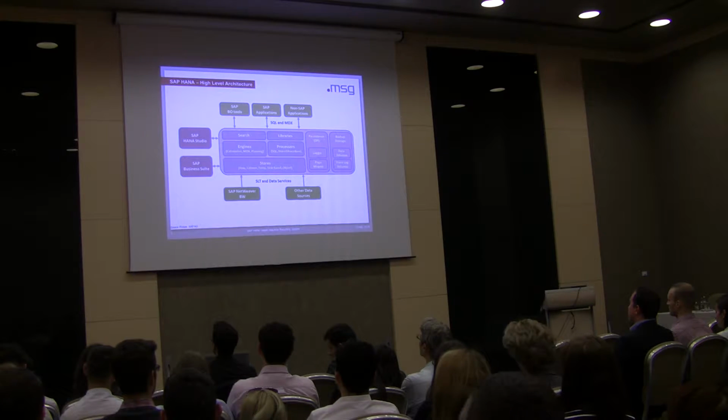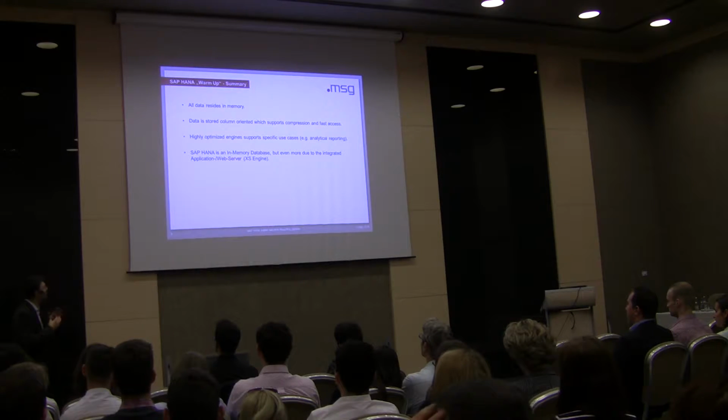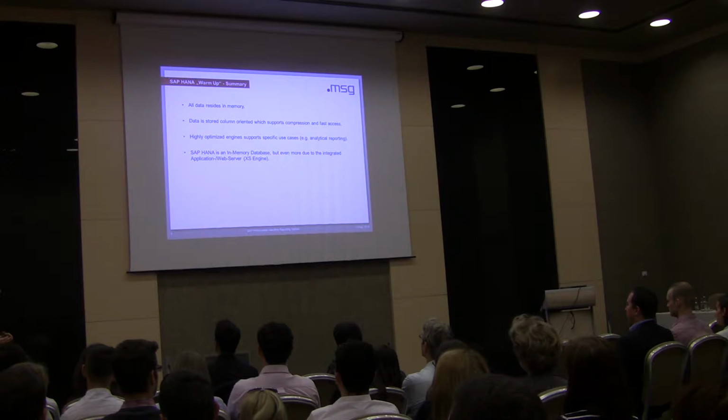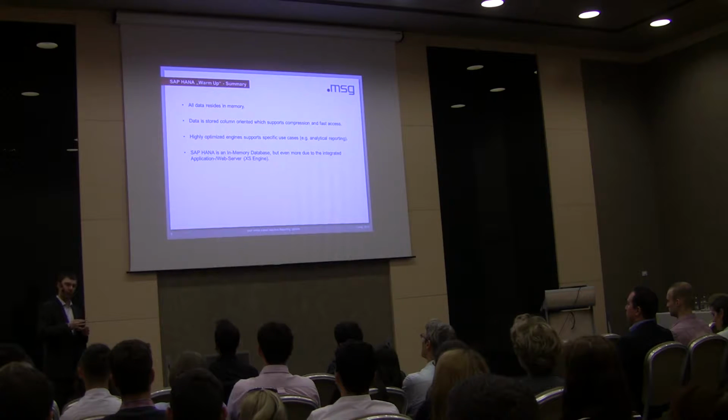One important engine I have to mention is the XS engine, which is pointed out on my slide. The XS engine is a lightweight application and web server, which is integrated in SAP HANA and which allows SAP HANA to be used as a standalone system. Of course, SAP HANA is a database. Many people say, okay, SAP HANA is just a database, but with that XS engine, you can really use a standalone system with your own applications in it.